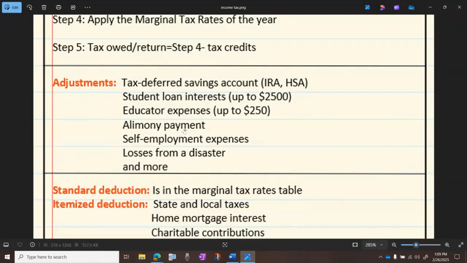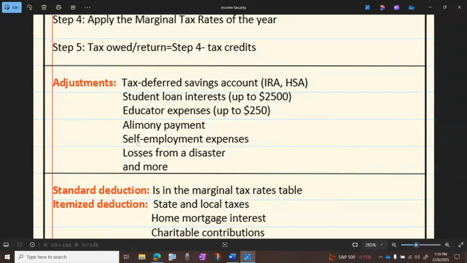alimony payment, like you divorced. Let's say you divorced and you have to pay your spouse money, right? And those are adjustable as well. And adjustment also includes self-employment expenses. So if you are self-employed and your name is not on the payroll of an employer, your case is more complicated, so you probably want to hire an accountant to do your tax.